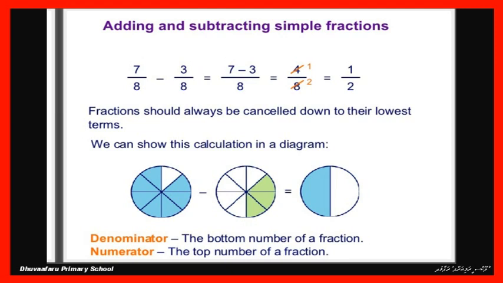7 by 8 minus 3 by 8. We have to subtract 3 from 7. 7 minus 3, and we have to divide by 8. 7 minus 3 is 4 and we have to write 8 in the denominator.